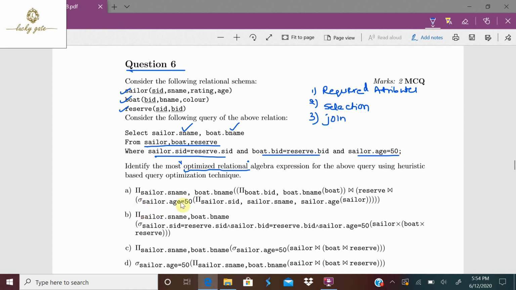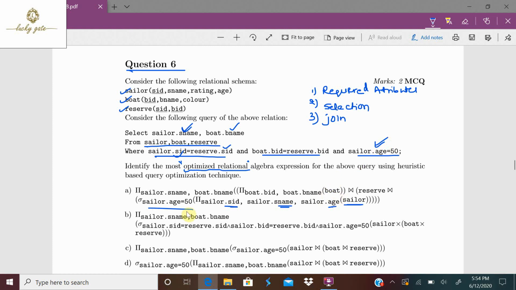Now look at option A. From the sailor table, SID, SName, age are selected. Why? Because here we have a condition on age, so the age attribute is to be selected, and SID is required for writing the join conditions, and SName is there for the output. These are the required attributes selected. And what is the selection condition on the sailor? Age is equal to 50.